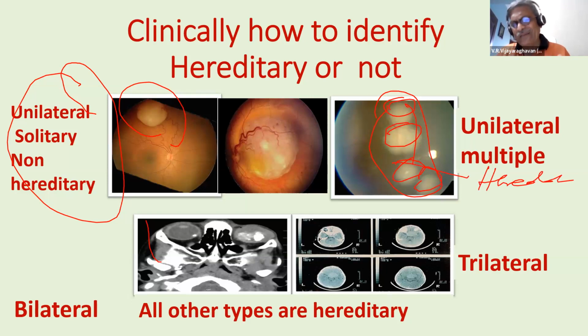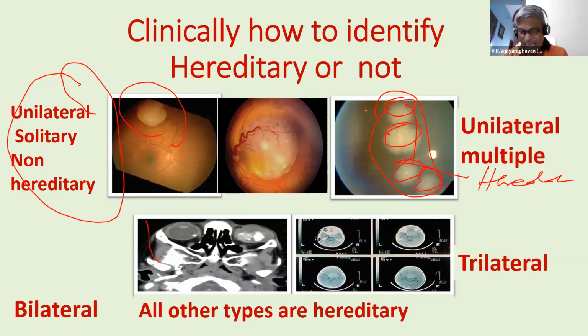Suppose I have bilateral, both eyes have tumors. It is definitely a hereditary pattern. So only one thing: unilateral solitary is non-hereditary. Unilateral multiple is hereditary. Bilateral is always hereditary. Trilateral is always hereditary. Never forget, this is the most important thing. That's why I told you, I know it is a hereditary pattern.